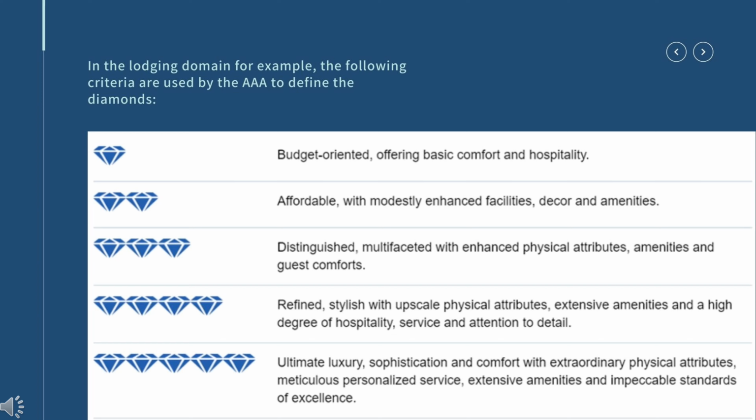Four diamonds, refined, stylish with upscale physical attributes, extensive amenities, and a high degree of hospitality service and attention to detail. Five diamonds, ultimate luxury, sophistication, and comfort with extraordinary physical attributes, meticulous personalized service, extensive amenities, and impeccable standards of excellence.